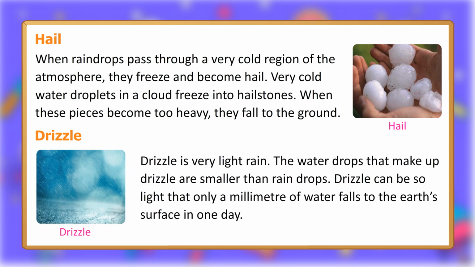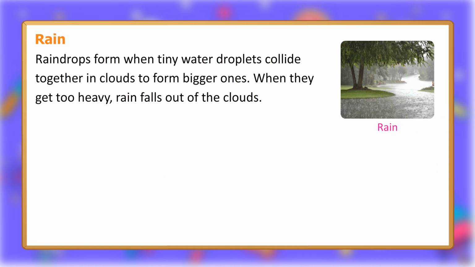The water drops that make up drizzle are smaller than raindrops. Drizzle can be so light that only a millimeter of water falls to the Earth's surface in one day. Drizzle. Rain. Raindrops form when tiny water droplets collide together in clouds to form bigger ones. When they get too heavy, rain falls out of the clouds.